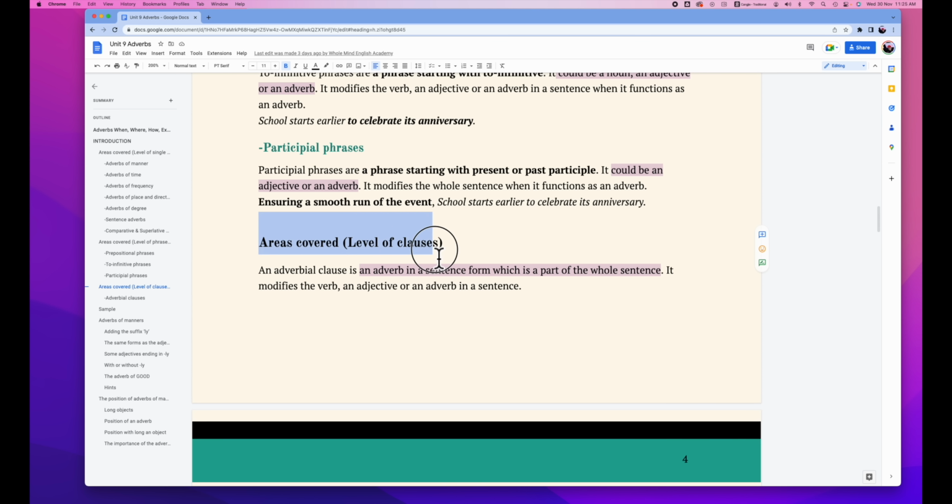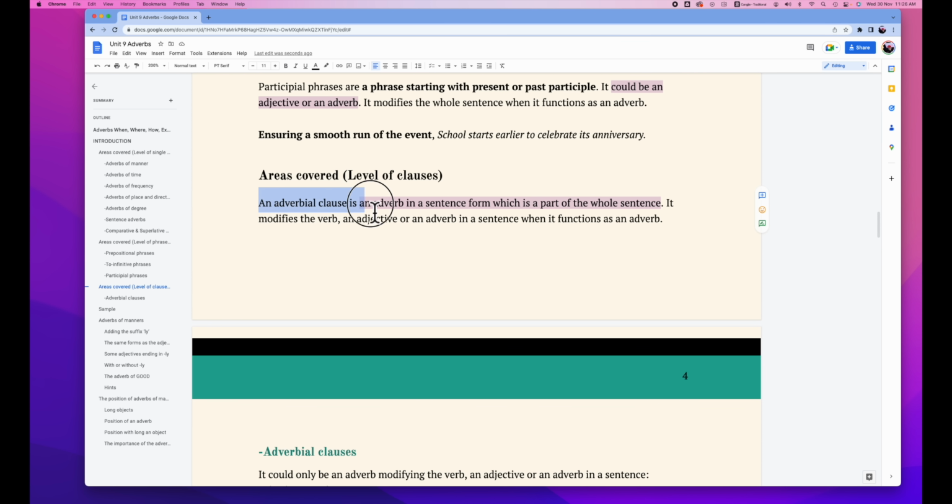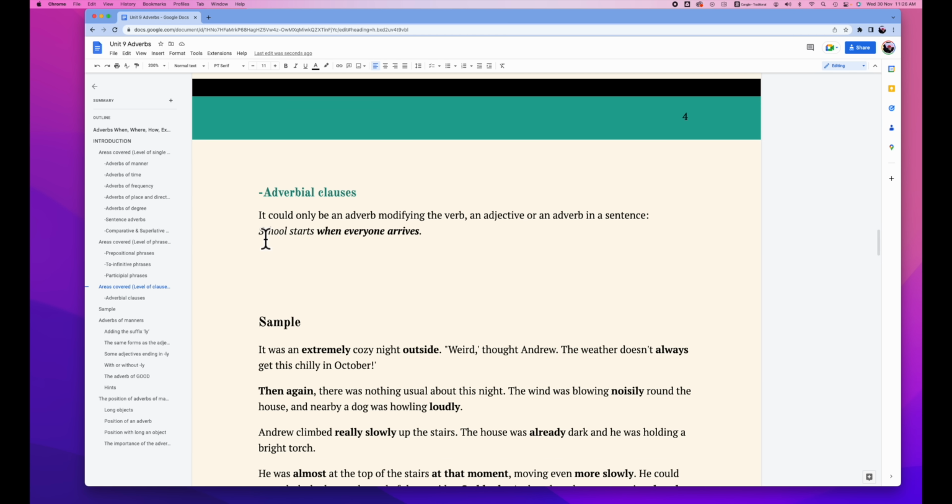Other than a single word or phrases, an adverb can also be in the form of a sentence inside another sentence. We call it a clause. Let's take a look. Area covered, level of clauses. An adverbial clause is an adverb in sentence form which is a part of the whole sentence. It modifies the verb, the adjective, or an adverb in the sentence when it functions as an adverb. An adverbial clause could be like this: school starts. What time? When everyone arrives. It could only be an adverb modifying a verb, an adjective, or an adverb in the sentence.